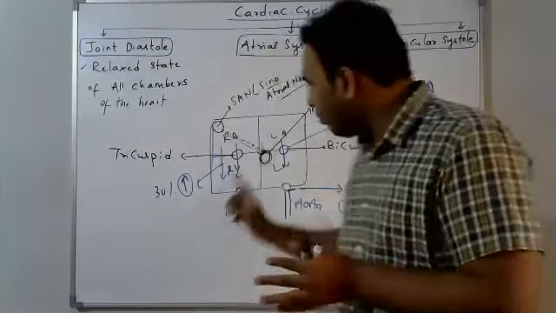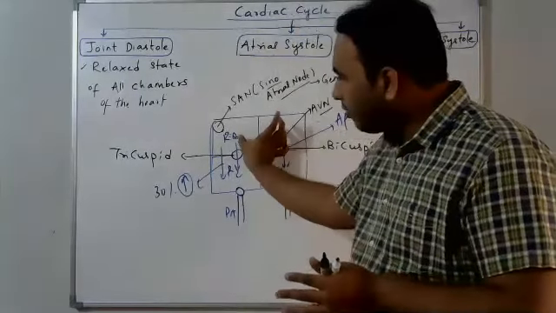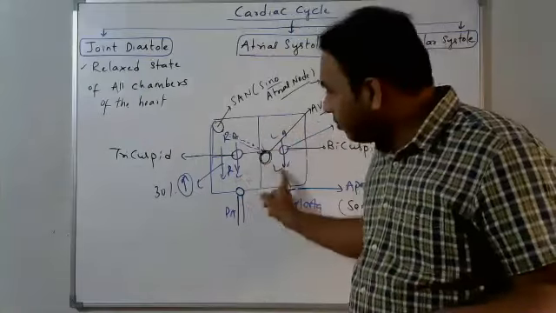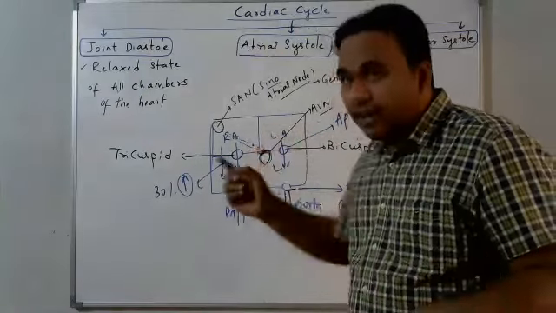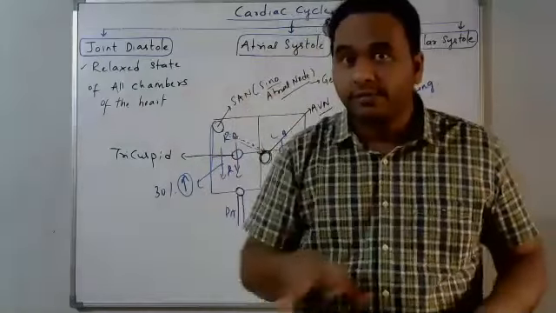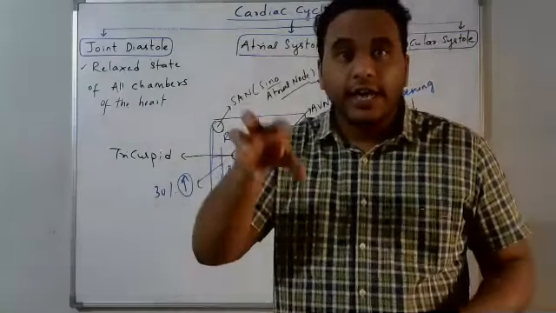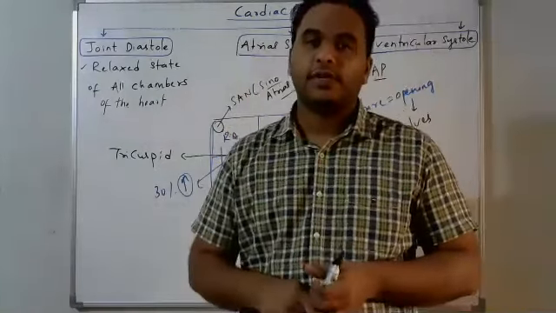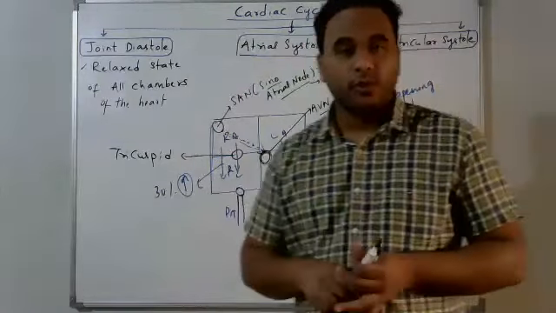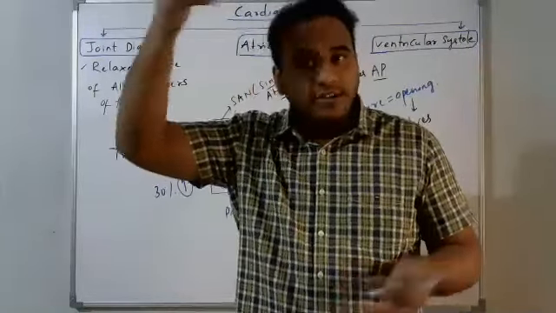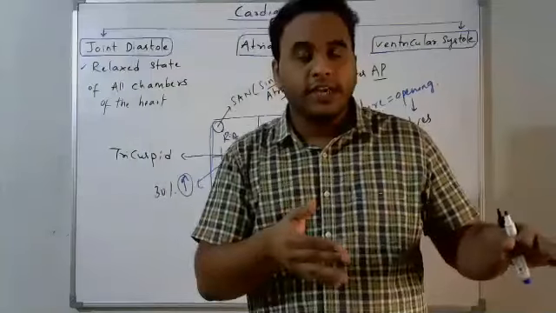During this ventricular systole, the auricles have already contracted, right? Now they start relaxation. During ventricular systole, the auricular diastole is going to begin. Got it? Why? Because the auricular systole is already completed and blood has flown into the ventricles.